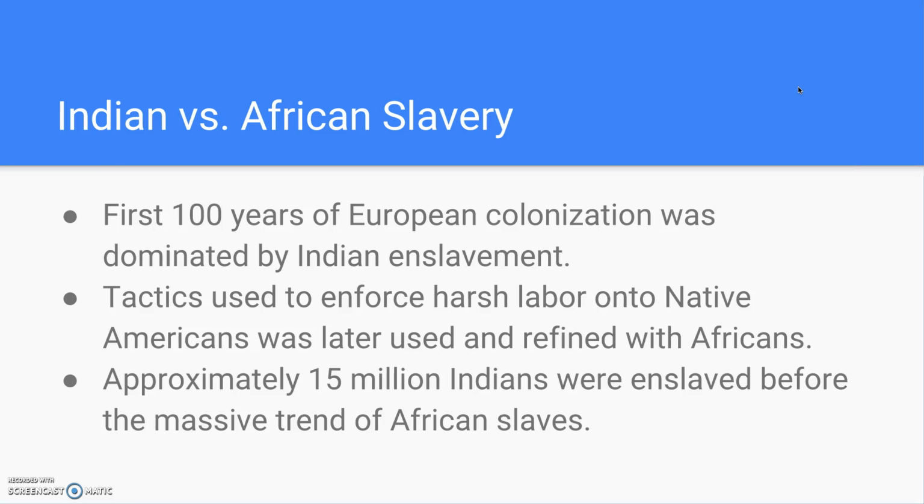I just want to highlight the difference between Indian and African slavery. So the first 100 years of European colonization was dominated by Indian enslavement. Many tactics used to enforce harsh labor onto Native Americans were later used and refined with African slaves, and approximately 15 million Indians were enslaved before the massive trend of African slaves.